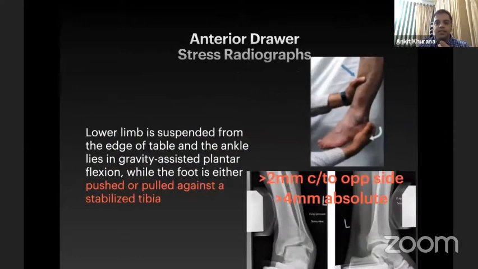So this is an example of an anterior draw stress radiograph, stabilizing the tibia and pushing or pulling the heel to look for displacement of the ankle, suggesting instability of the anterior talofibular ligament. Instability of more than 2 mm compared to the opposite side is an indicator that the ATFL is gone.